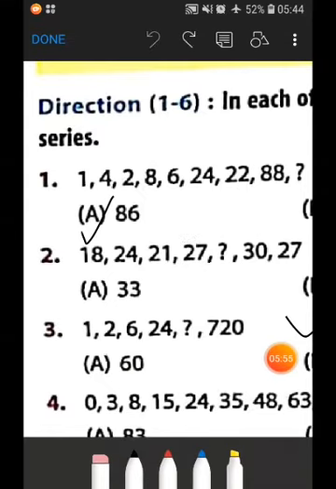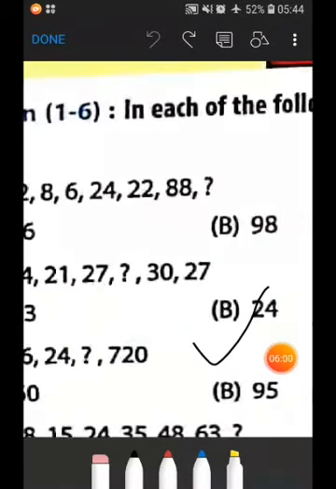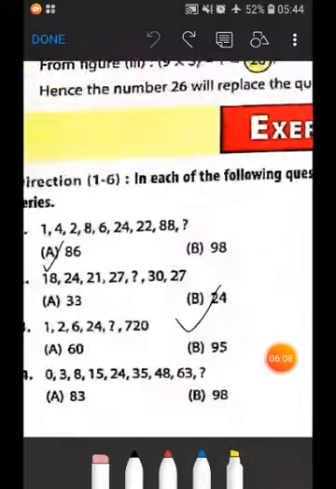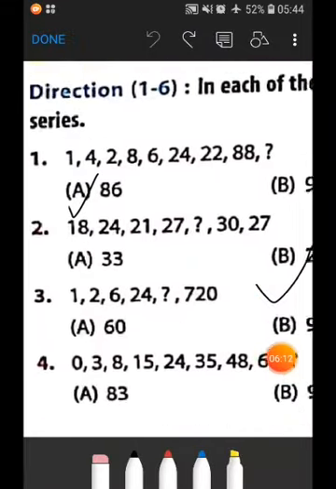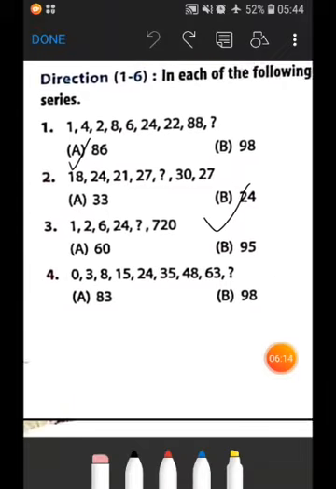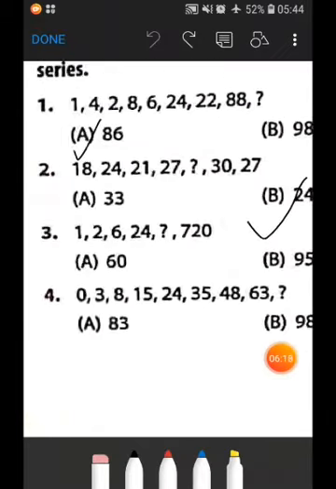Here in the last term, we have to subtract 2 from 88. So what we will get as our answer is 86. So the correct answer will be 86. Now coming to the next question. Here the next series is 18, 24, 21, 27, question mark, 30, 27.